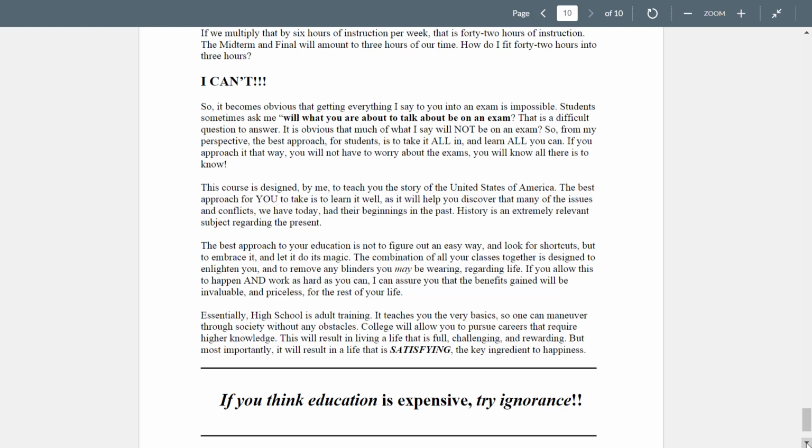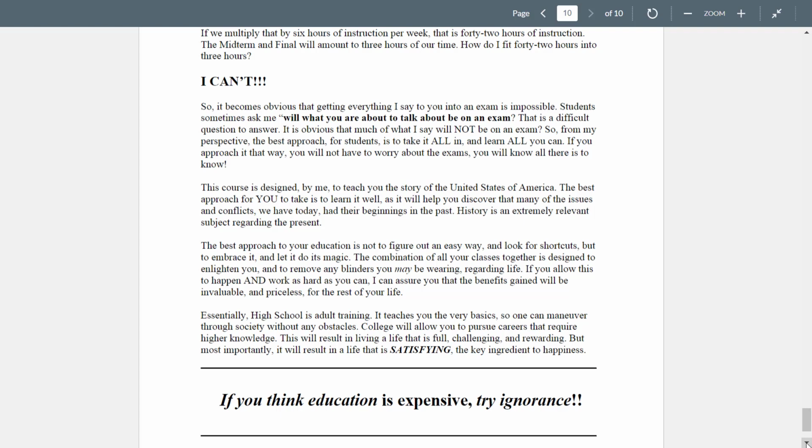Essentially, high school is like adult training. It teaches you the very basics so one can maneuver through society without any obstacles. We know that there's a post office and there's a White House and we vote for the president and we all can vote and there's a government and there's Congress and all of that. But college takes you further. College will allow you to pursue careers that require higher knowledge, because people with college degrees become supervisors and instructors and managers and so on. And all that means what? More money. So more challenge, more money, but also more satisfaction. This will result in a life that is challenging and rewarding, but most importantly, it will result in a life that is satisfying, the key ingredient to happiness.